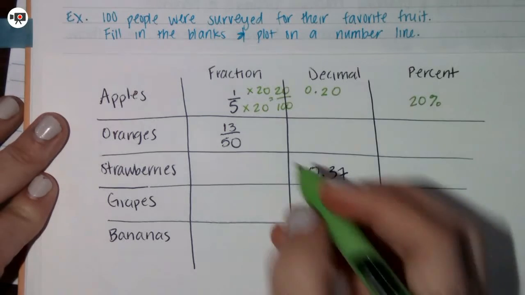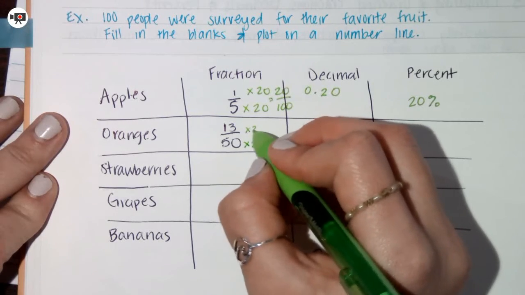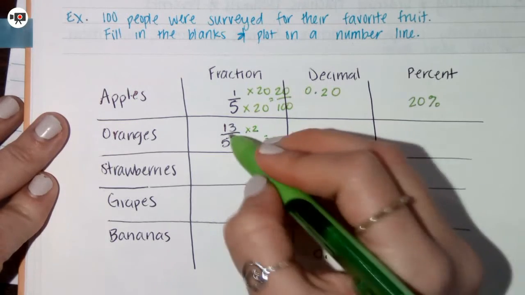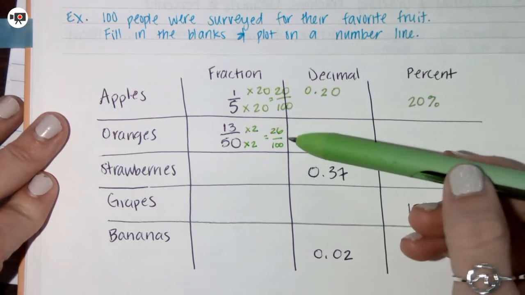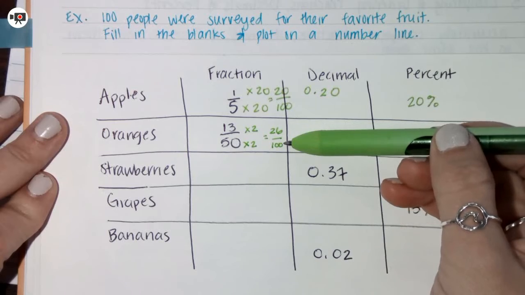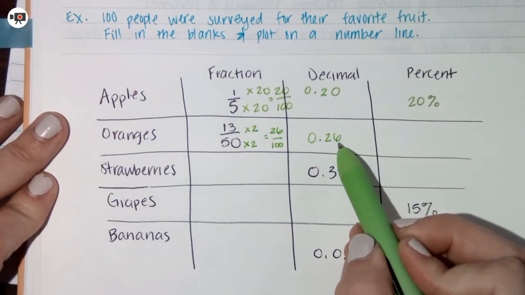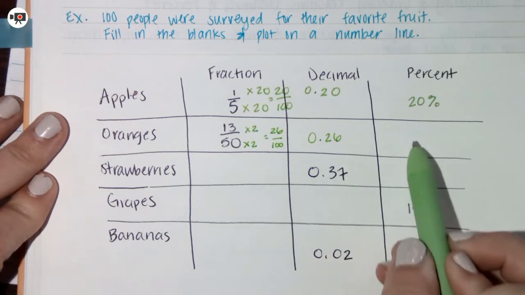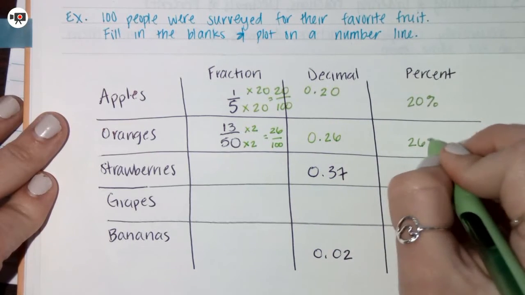For 13 over 50, to make that into a decimal, multiply top and bottom by 2. 50 times 2 is 100. 13 times 2 is 26. This is 26 over 100, so that's 26 hundredths. So that is 0.26. The 6 is in the hundredth spot. To take a decimal and turn it into a percent, move your decimal 2 spots to the right, and that is 26%.